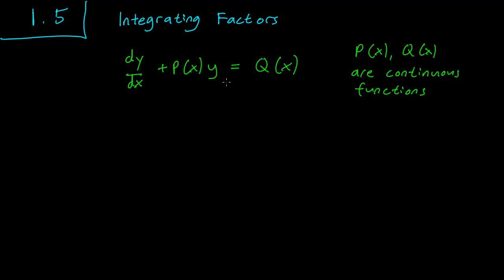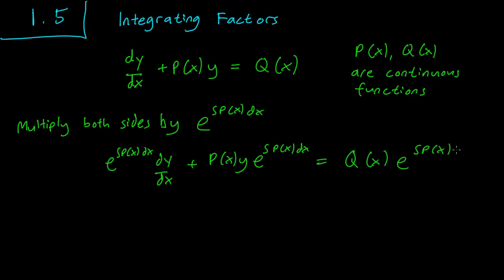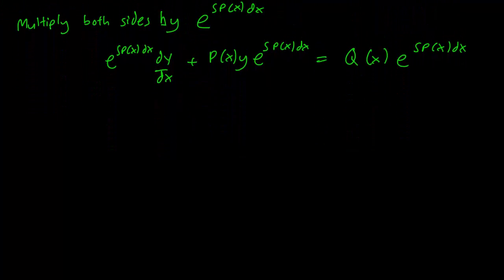The first thing you do when we handle this equation is to multiply both sides by this exponential term. And this exponential term is e to the integral of p(x) dx. What we end up with is this. Right, that didn't seem to make the problem any easier, but there is a method to our madness here.